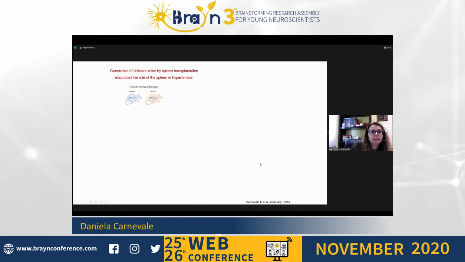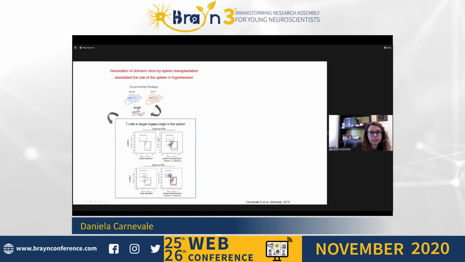Our group was interested in understanding where these cells that infiltrate the aorta or other vascular districts and the kidney are coming from. To answer this question, we decided to generate a particular mouse model obtained by spleen transplantation. Basically, we used the CD45.1 and CD45.2 leukocyte antigens to transplant the spleen of a CD45.1 mouse into a mouse with a C57BL6J background. In this way, if we infuse angiotensin II in these mice and then perform flow cytometry analysis in target organs like the aorta and kidney, we can distinguish between cells coming from the spleen and cells coming from the other parts of the body.